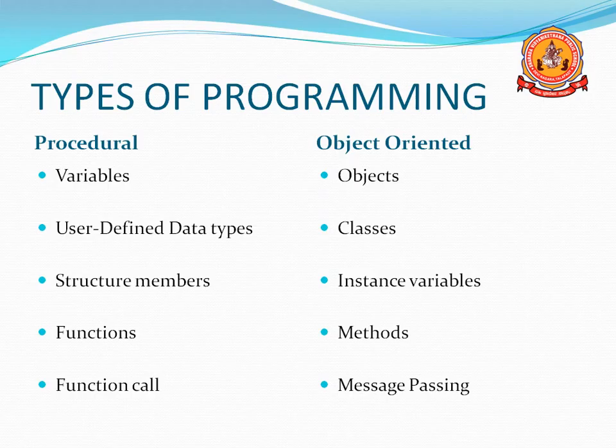Before moving to the class definition or declaration, there are two types of programming available. One is procedural oriented programming language. One more is object oriented programming language. In first PUC Computer Science, we studied procedural oriented programming language. In that, variables, user defined data type, structure members, functions, function call.